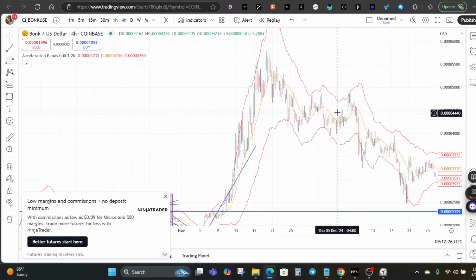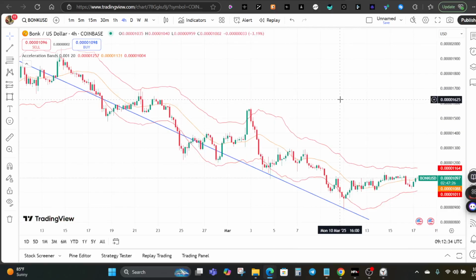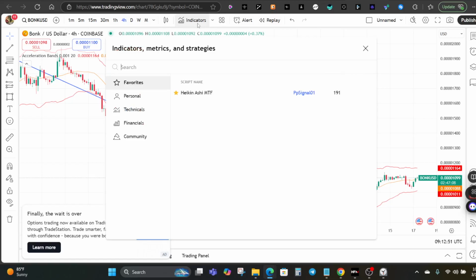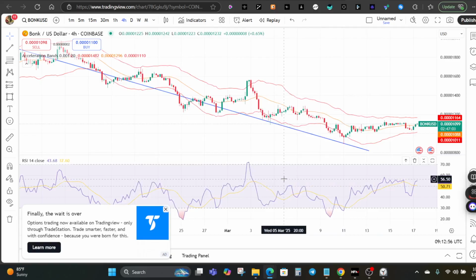Okay, so using this strategy helps traders to avoid false signals and catch high quality trade setups. To get even stronger signals, you can actually combine the acceleration bands indicator with other technical tools. For example, you can pair this indicator with the RSI. The RSI is going to help you to confirm overbought and oversold conditions before entering a trade.